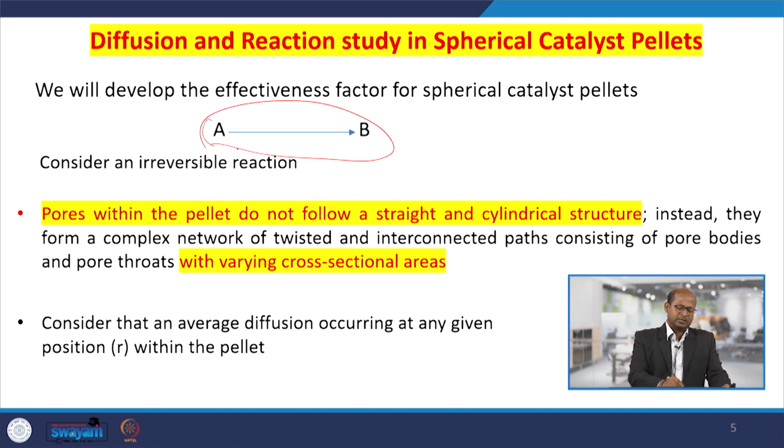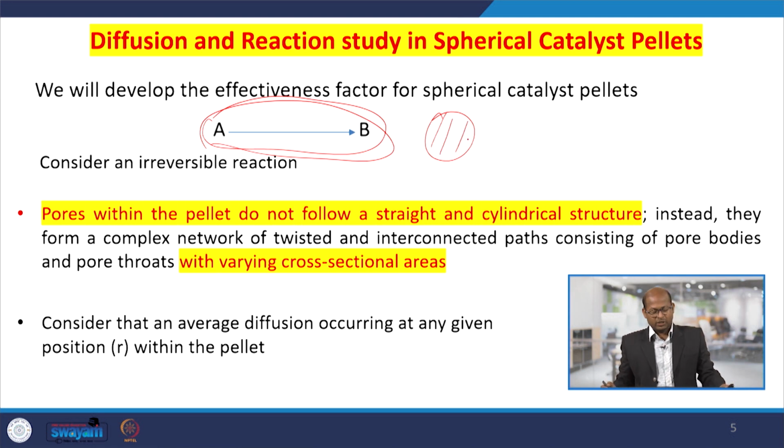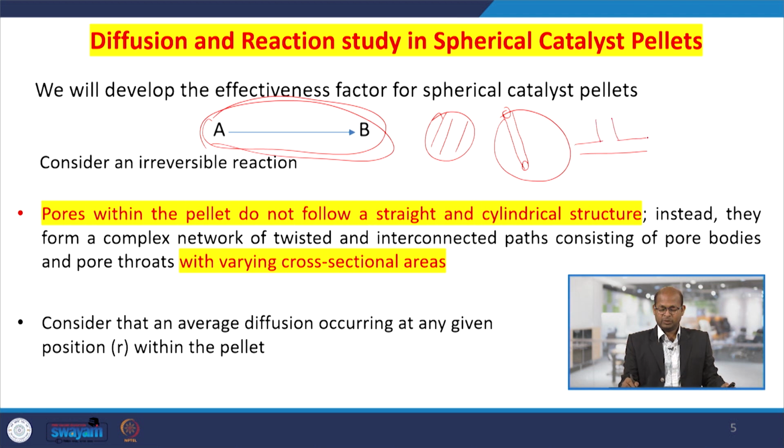So, here let us say A is the reactant, and we are considering the reaction in a spherical catalyst particle. The pores are available, as said. The pores are not straight like this, and their dimensions are not the same. Pores may have different dimensions: it may be a larger diameter here, after that the pore diameter decreases, and then it narrows, the diameter gradually decreasing. So, at different locations from the catalyst particle surface, the points are different.